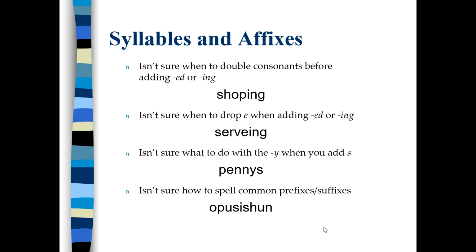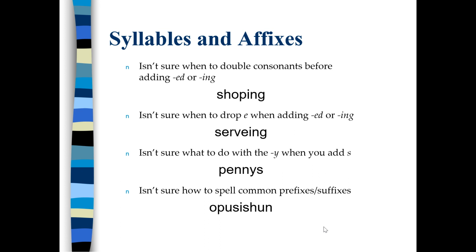Syllables and affixes: the syllables are parts of words. Affixes are prefixes and suffixes that we add at the beginning and or the end of words. Here, students aren't sure when double consonants are necessary. If we're adding ed or ing to a word, most of the time you have to double up on your consonants there. So shopping wouldn't be SHOPING. We need to double that P if we're adding an ing, SHOPPING.